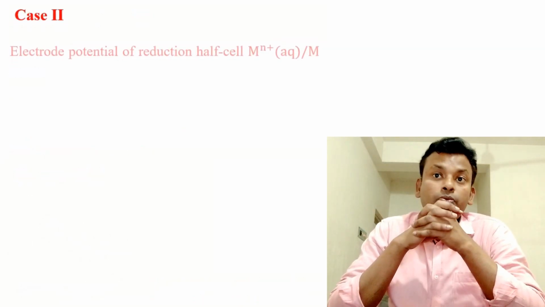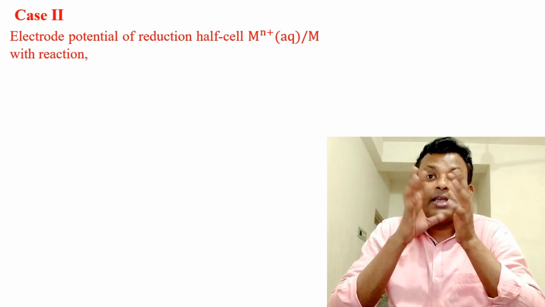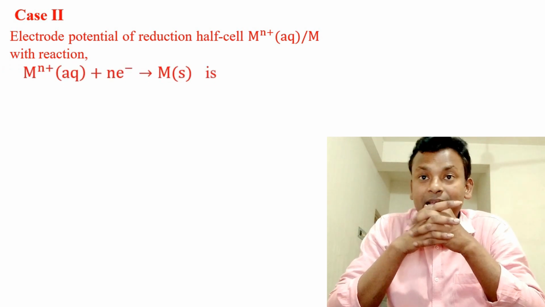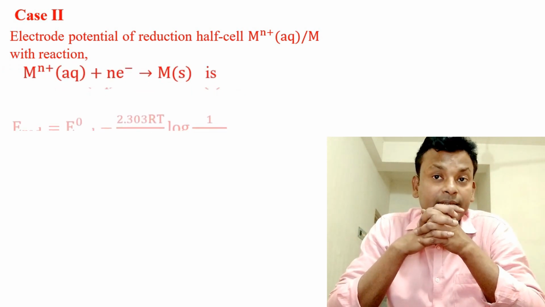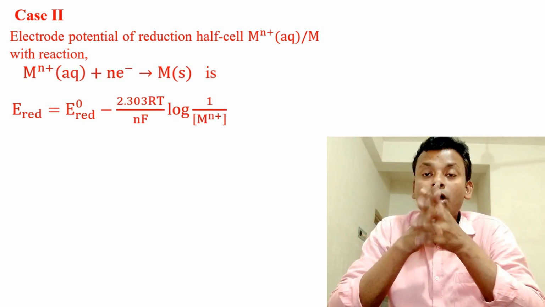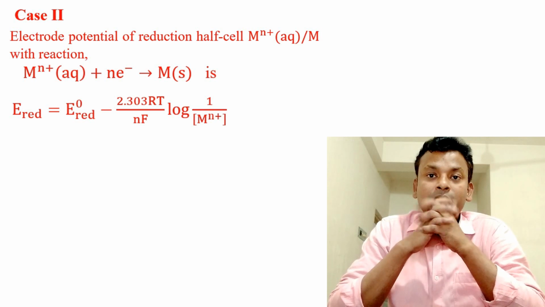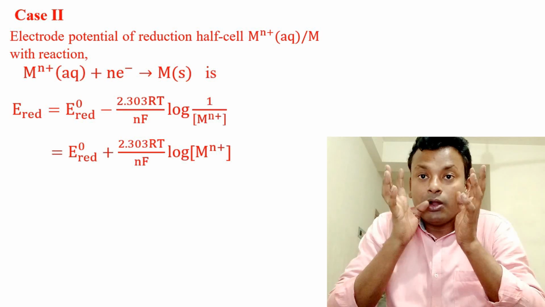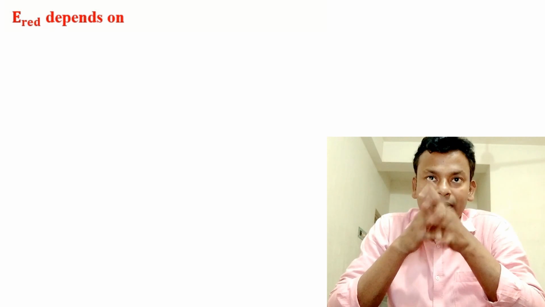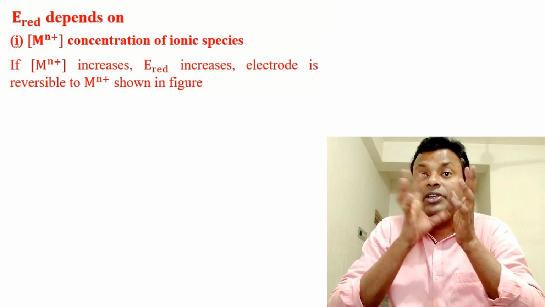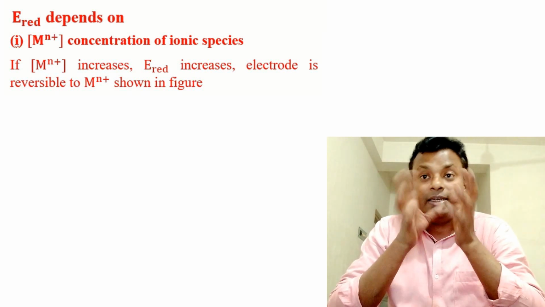Case 2: electrode potential of a reduction half cell, that is Mn+/M, with reaction Mn+ aqueous plus n electrons gives M solid, is E reduction equals E0 reduction minus 2.303 RT by nF log 1 by concentration of Mn+, which equals E0 reduction plus 2.303 RT by nF log concentration of Mn+. E reduction depends on the concentration of ionic species. If the concentration of Mn+ increases, E reduction increases.